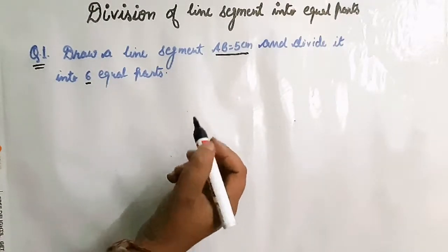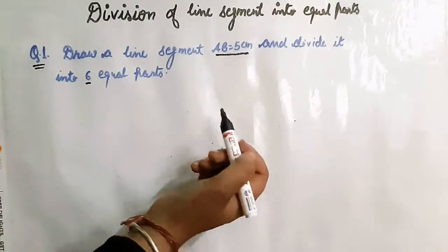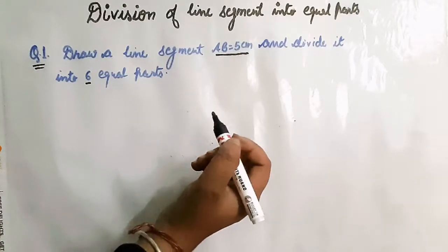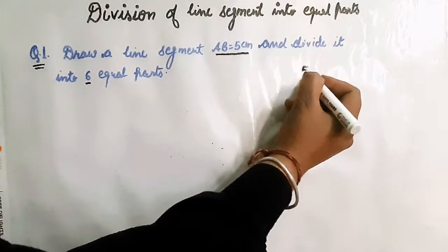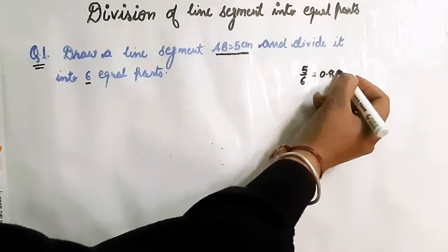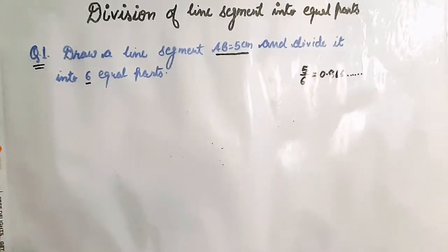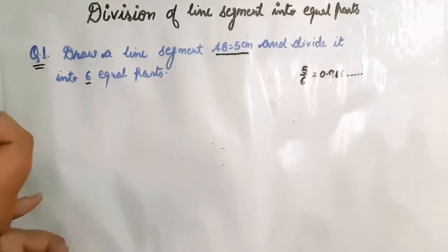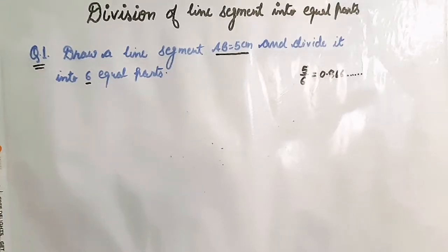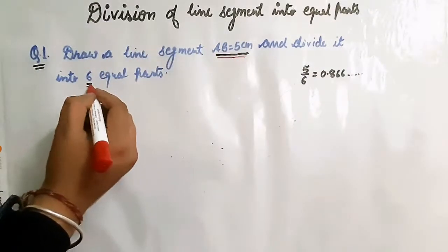If you are thinking that you have to divide 5 by 6 and then make parts equal to the answer, then let me tell you something. 5 upon 6 will be equal to 0.866 and so on. It does not have an exact value, so we cannot use this method. For that, we are going to use a different method: with the help of a parallel line, we are going to divide this line segment AB into 6 equal parts.